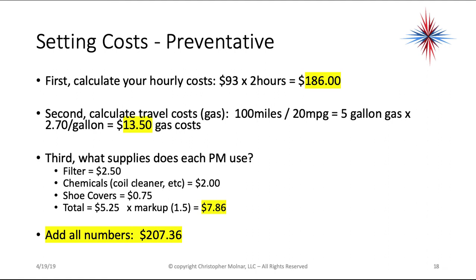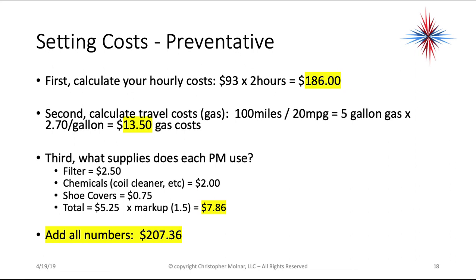Now, we've got to look at what supplies each preventative uses. Okay, we're going to use a filter, at least one. We're going to use some chemicals, coil cleaners, etc. You're going to hopefully use shoe covers if you're in and out of the customer's house. Okay, and some of these are estimated costs. I'm not giving the exact supply shop costs here, but they're close. Filters, depending on where you buy them and what brands you use, may be more than that.